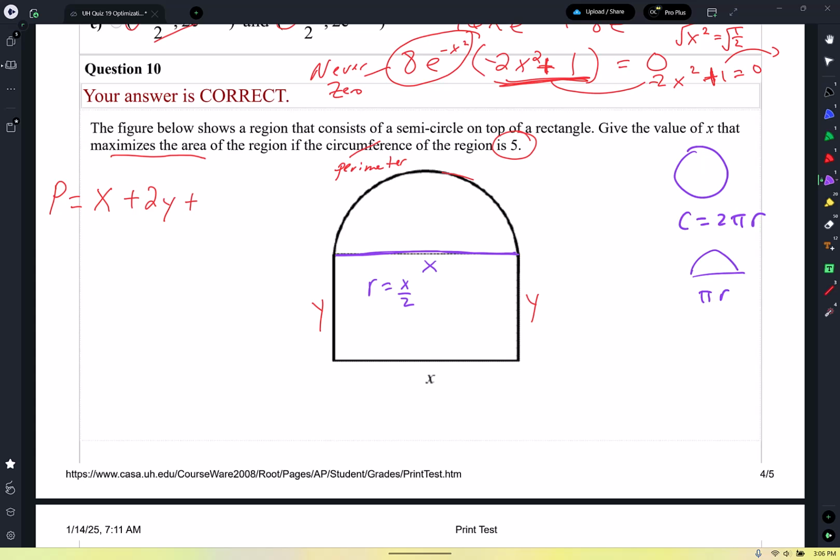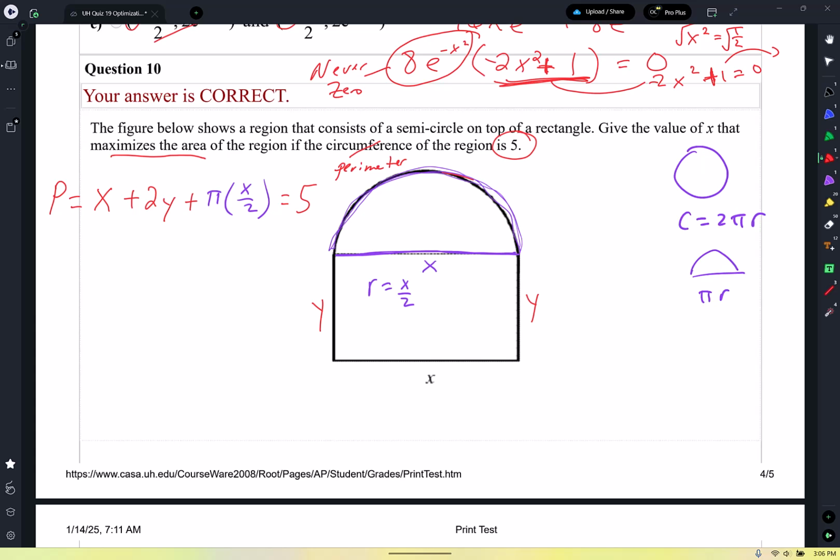Right? Okay. So we're pushing you guys today. Hopefully we're challenging you guys. All right, here we go. So what is the circumference, or I guess half the circumference? It's going to be pi times x over 2. And all this equals what? 5.